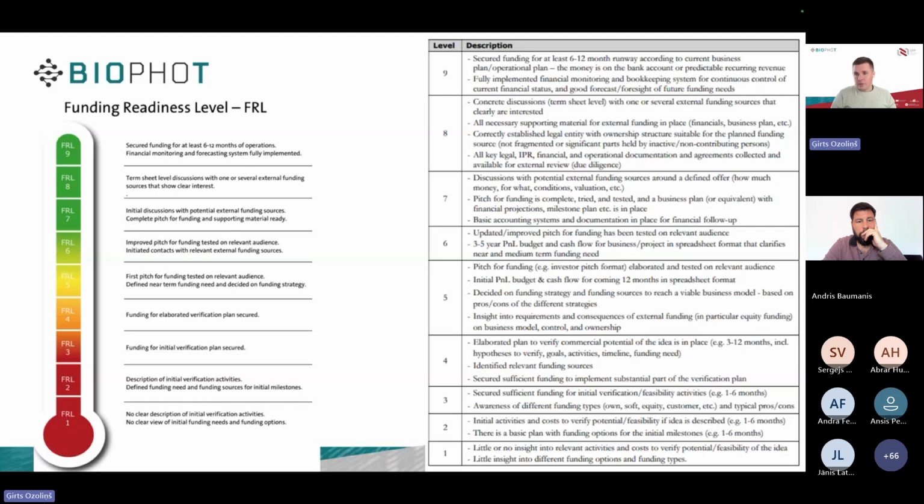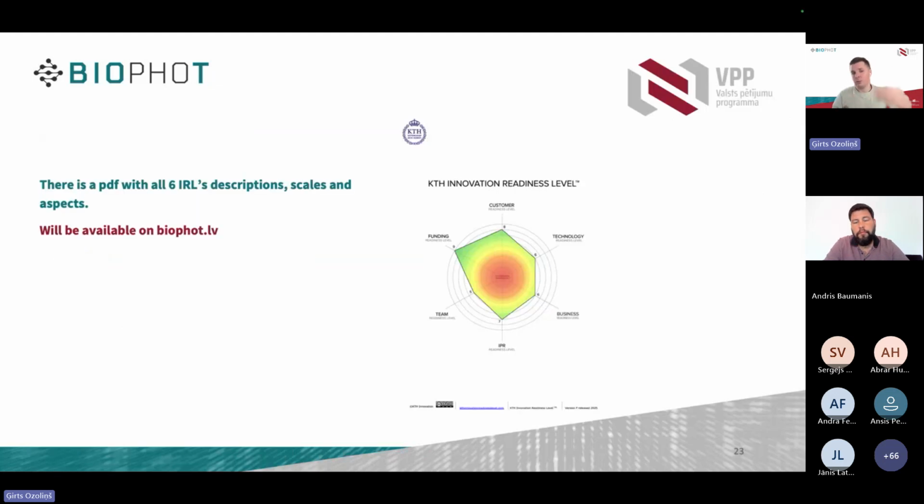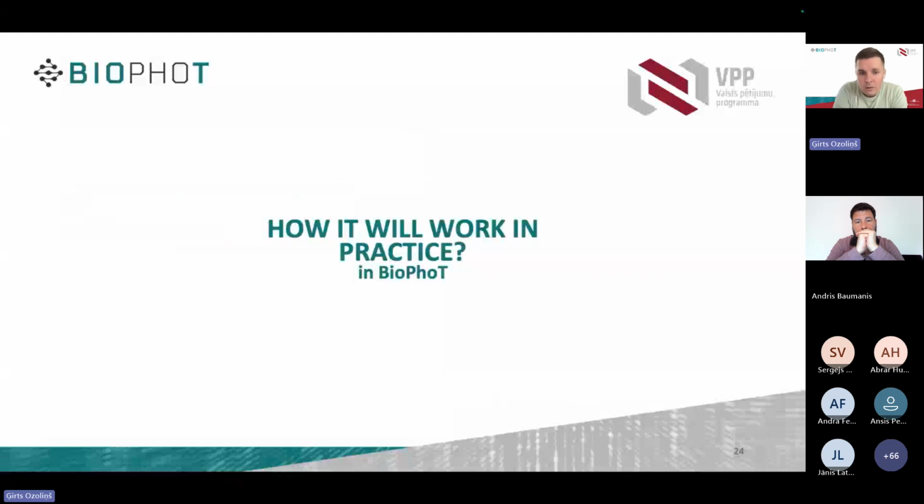So this is about the scales. I think you don't need to worry, because we will discuss the scales more in depth in our mentoring sessions, because we will have to go back and forth in order to establish where exactly you are at this place. But there will also be another document that you can simply download, and it has all these scales as I showed you on screen, available in one PDF, very short again, and we will put it on BioPhoT.